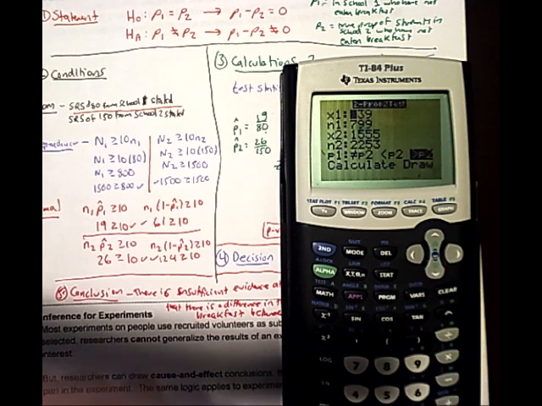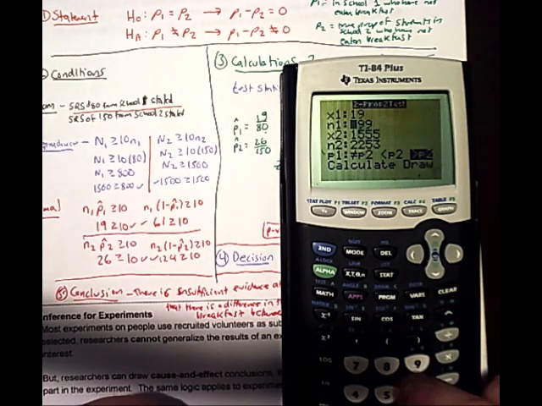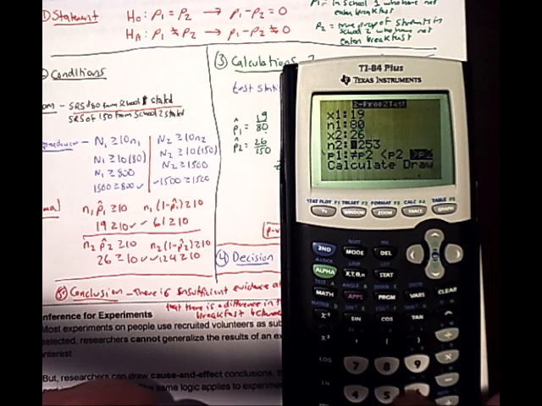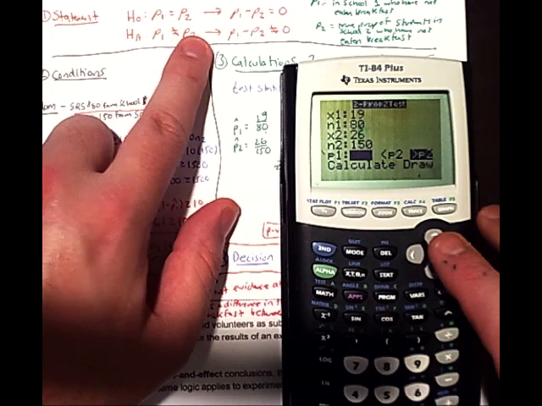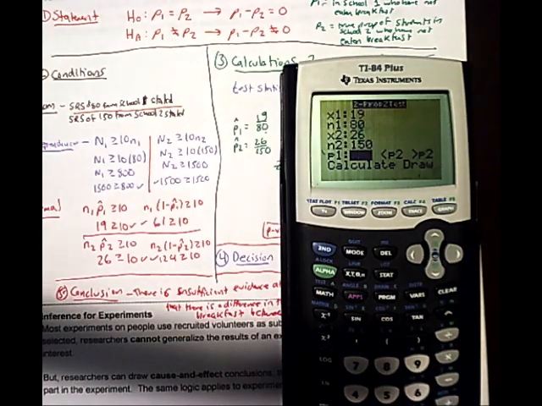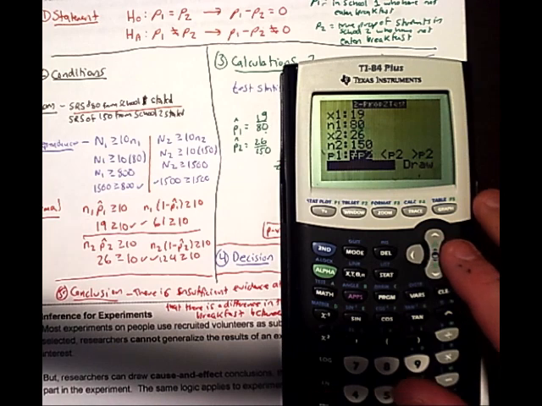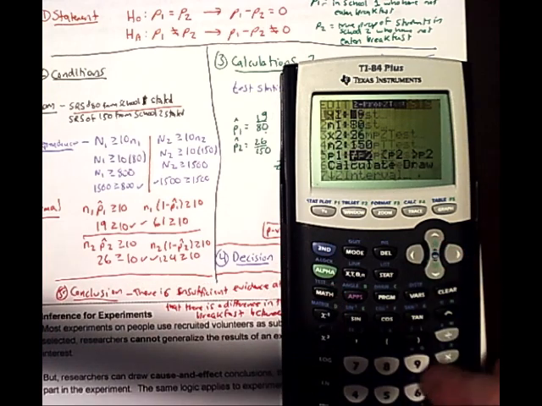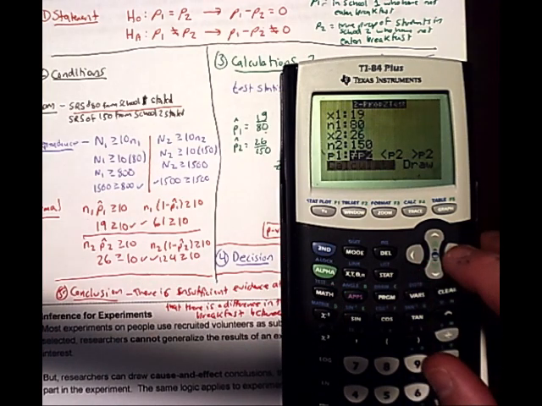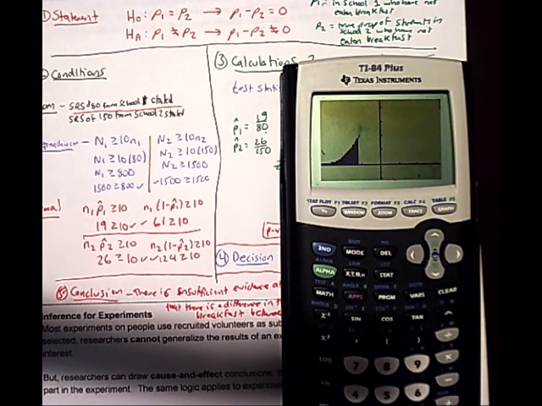It's going to ask you for x1, that's the 19. The n1, that's 80. The x2, that's 26. The n2, that's 150. Now they're asking about the alternative hypothesis. p1 does not equal p2. It's a 2-tail, so I'm going to select that one. And you can calculate it or you can draw it. I'm going to go back to that real quick. Let's just draw it. I think it looks nicer. Okay, there we go. As you can see, it's a 2-tail test.